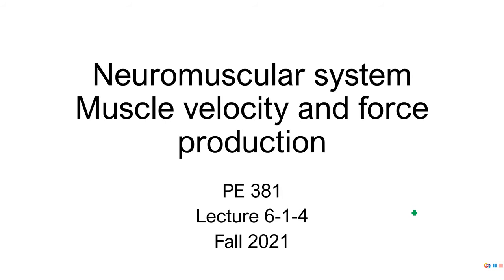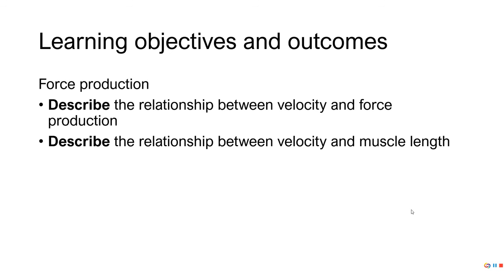We're going to end this first day of week 6 talking about muscle velocity and force production. I recognize that I might have already said on the last video that there was only going to be 3, but we're actually going to do 4 this time because I've decided to add a couple of other things. So we've got 2 outcomes here, and we're just looking at velocity and force production and velocity and muscle length.